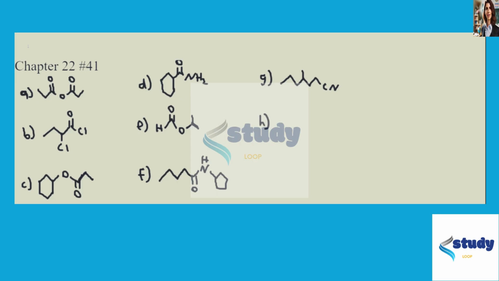For H, we have vinyl acetate. And so we can draw an acetate, which is going to look like this. And then on this oxygen will be a vinyl group. So there's that.